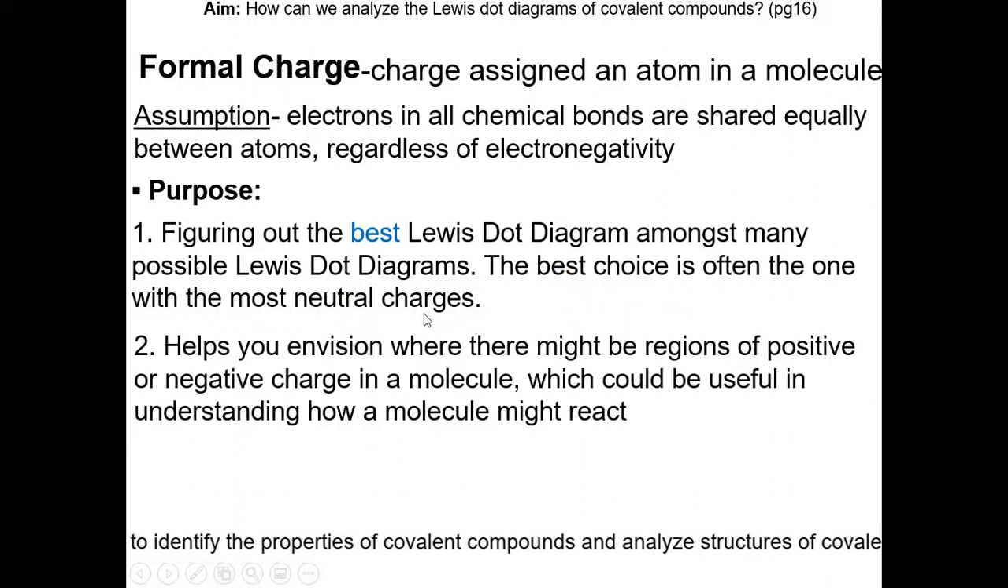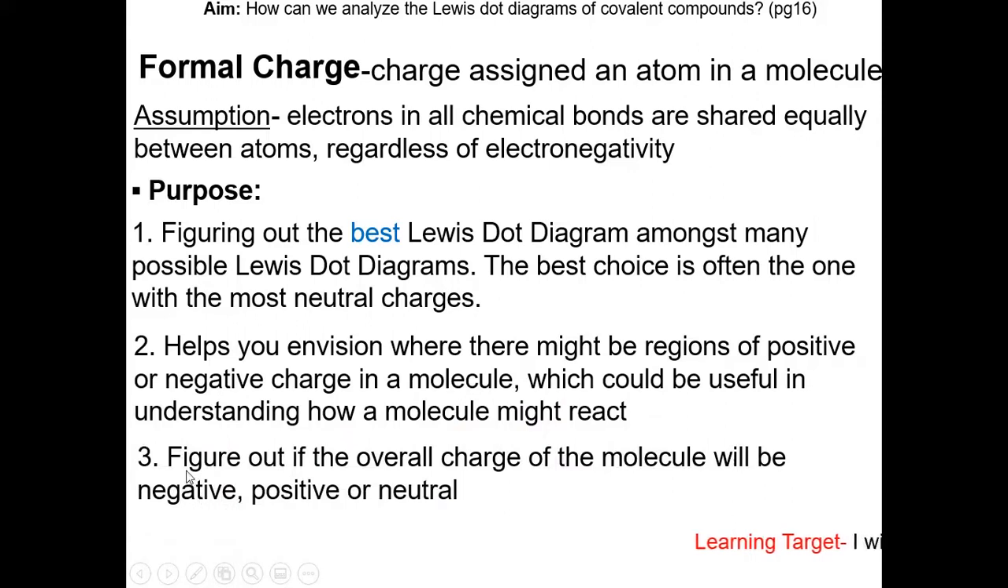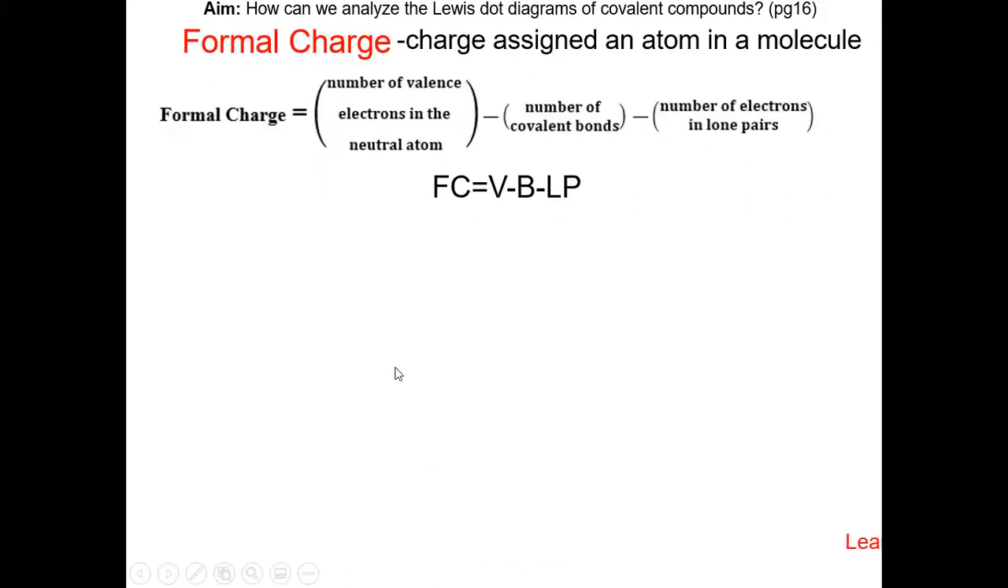The second reason is to help you envision where might be the regions of positive or negative charge in a molecule, which could be useful in understanding how a molecule might react in a chemical reaction. The third and final reason is to figure out if the overall charge of a molecule will be negative, positive, or neutral. So here's the equation for calculating the formal charge of each atom in a molecule. Formal charge is equal to the number of valence electrons in a neutral atom minus the covalent bonds minus the electrons in the lone pairs.